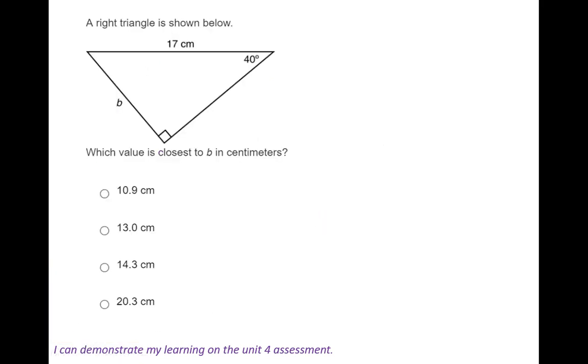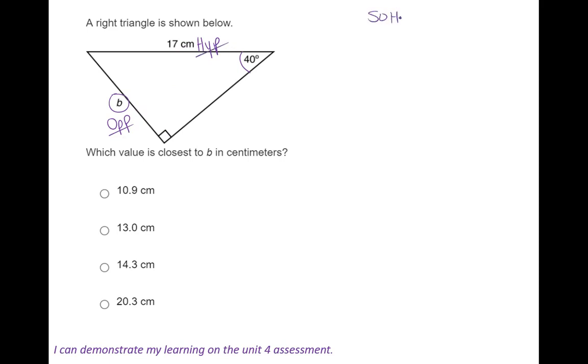On to the next. A right triangle is shown below. Which value is closest to B? So we want to try to figure out B. I'm going to start by marking my angle and then figure out which sides of the triangle I have. So from 40 degrees, B would be the opposite, so on the opposite side of the triangle. 17 is across from the 90, so it's going to be the hypotenuse. So I'm looking at opposite and hypotenuse.